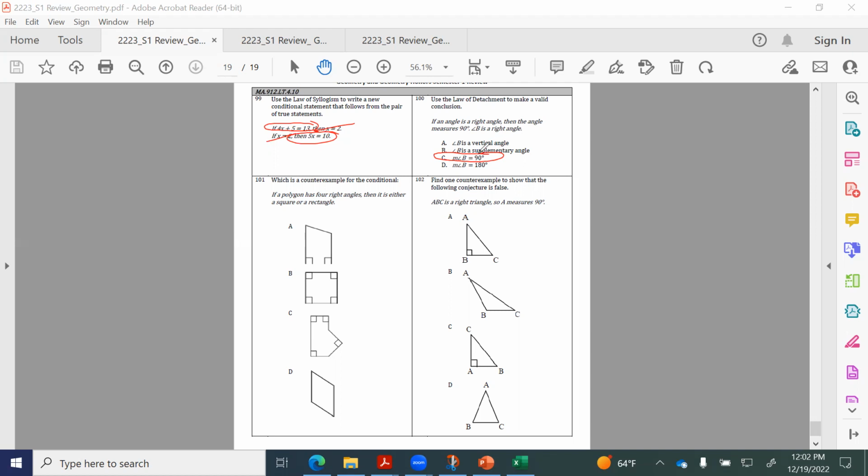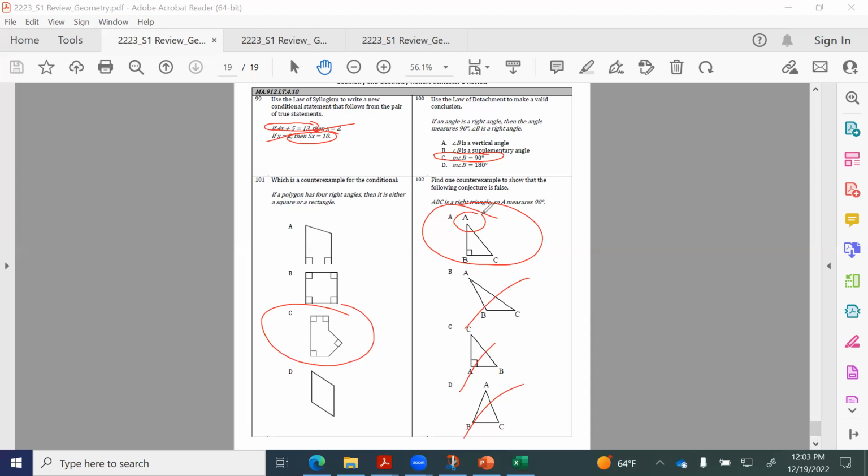On 101, which is a counterexample for the conditional? If a polygon has 4 right angles, then it is either a square or a rectangle. We need to find the example that has 4 right angles, but is not a square or a rectangle. C is our counterexample. And then finally, find one counterexample to show that the following conjecture is false. ABC is a right triangle, so A measures 90 degrees. We need to find one that shows a right triangle where A cannot be 90 degrees. Not this one, not that one. Here A is 90 degrees. This one, A is not 90. A is at the top. So that's our counterexample, proving it incorrect.